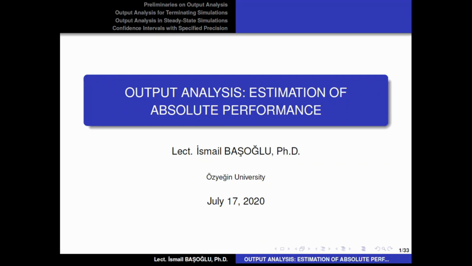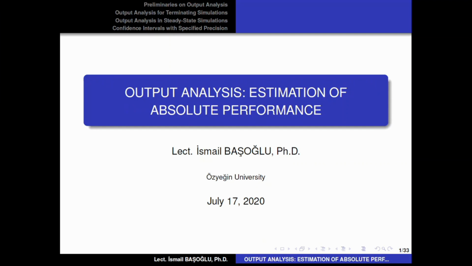Now, let's just say we have two system designs or two different policies in the same system. And we need to choose between these two policies, which one is better in performance. Then we need to compare the results of the simulation model under these two different policies. And that is going to be a relative comparison in performance. So in that case, we call the output analysis a relative performance comparison.